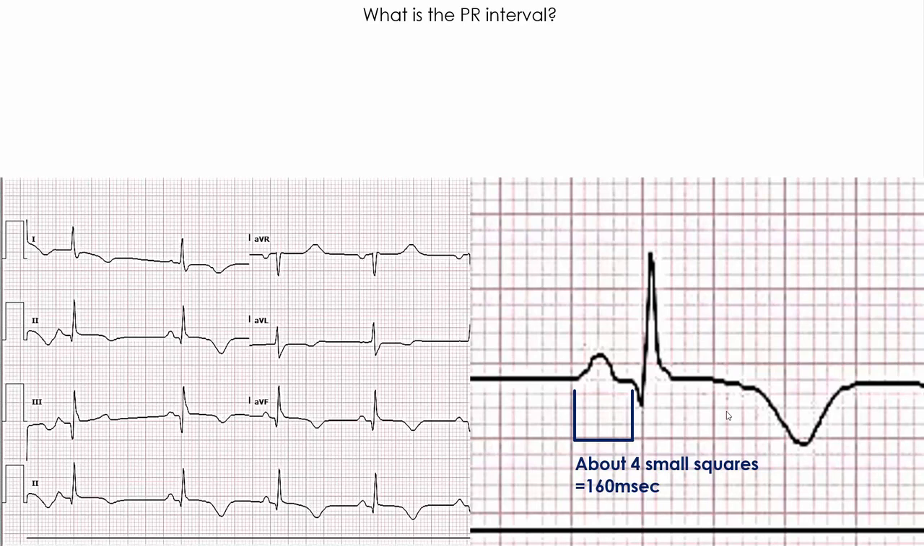Now to make this easier, when it's the middle of the night and you're on ward call trying to figure this out, just try to find a P wave that lands pretty close to one of these heavier lines. And then if your QRS complex starts within the same big square, well then you know it's occurred within 5 small squares, you know it's not prolonged.